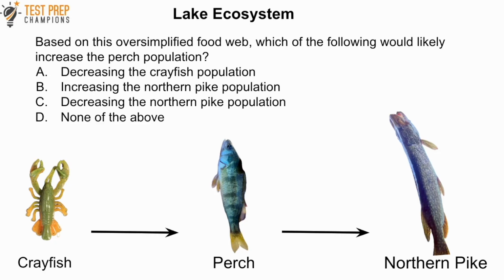They don't show what eats what. So the question says, which of the following would likely increase the perch population? So let's finally walk through this now. So let's look at each one by one here. So A, decreasing the crayfish population.